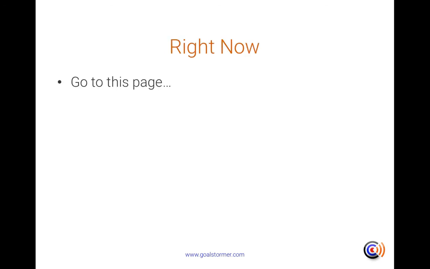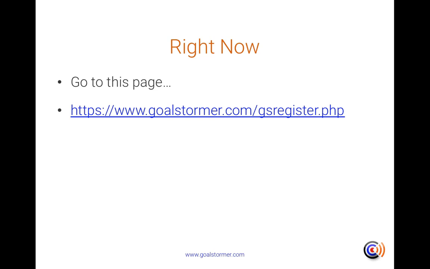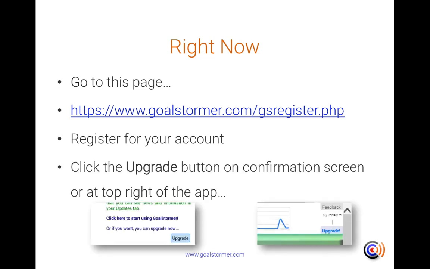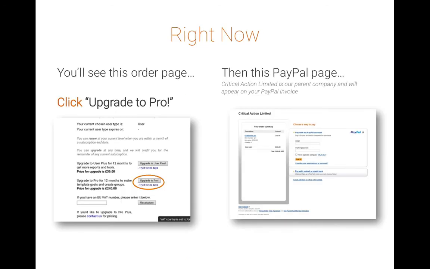So to get started right now, go to this page, www.goalstormer.com/gsregister.php, register for your account, and then look at the top right hand corner or on the confirmation screen for the upgrade button and click that. When you click the upgrade button, you'll see the upgrade page on the left here, and you can either click on the try for 60 days link. It says 30 here but it's 60 now, so try for 60 days link, or you can click on the upgrade to Pro button. Now if you click the upgrade to Pro button, then you'll see this PayPal page on the right hand side, and you'll see Critical Action Limited at the top. That's our parent company, and that's the name that will appear on your PayPal invoice. So go through the PayPal process, and that upgrades your account.